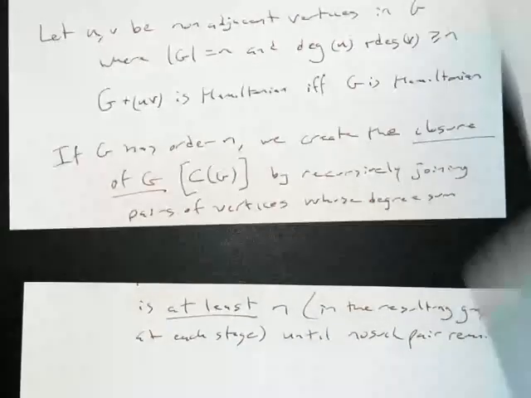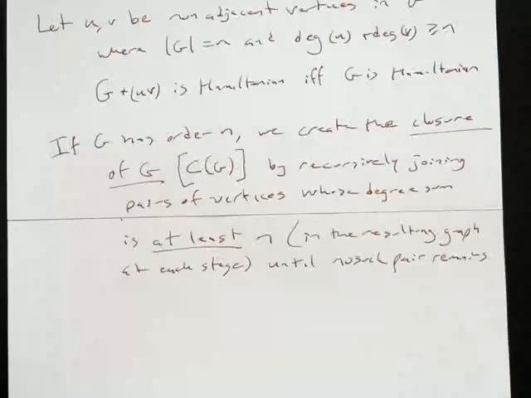We're going to create something called the closure of a graph. And we create the closure of a graph by repeatedly joining non-adjacent vertices whose degree sum is at least n.